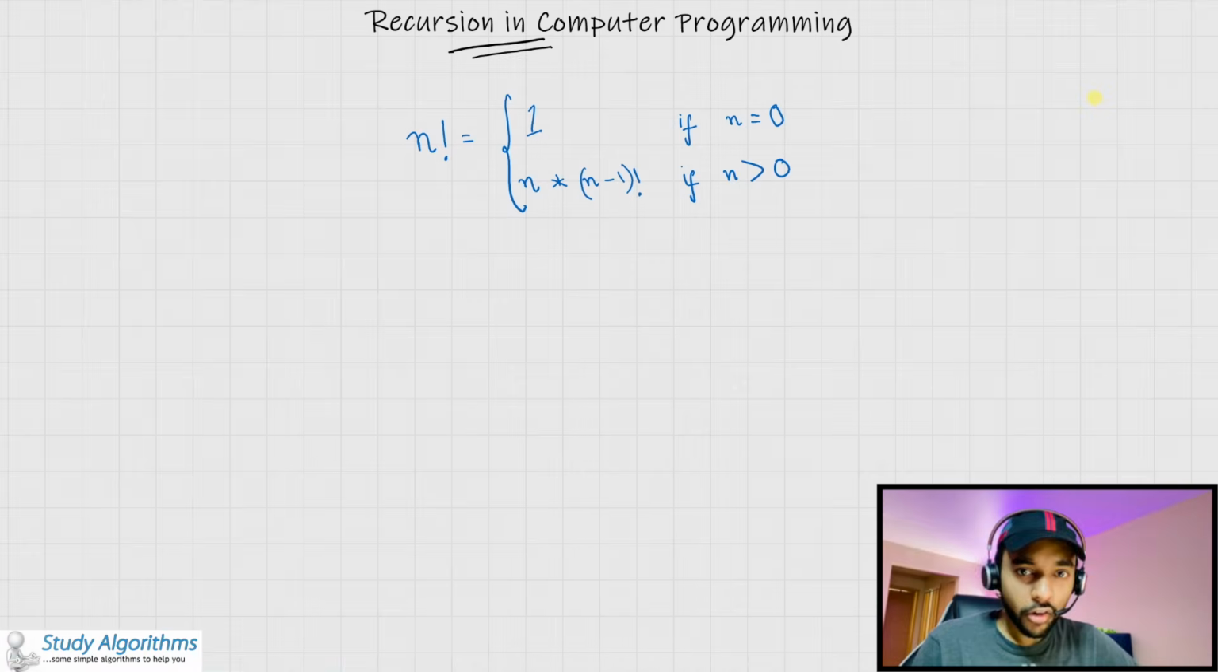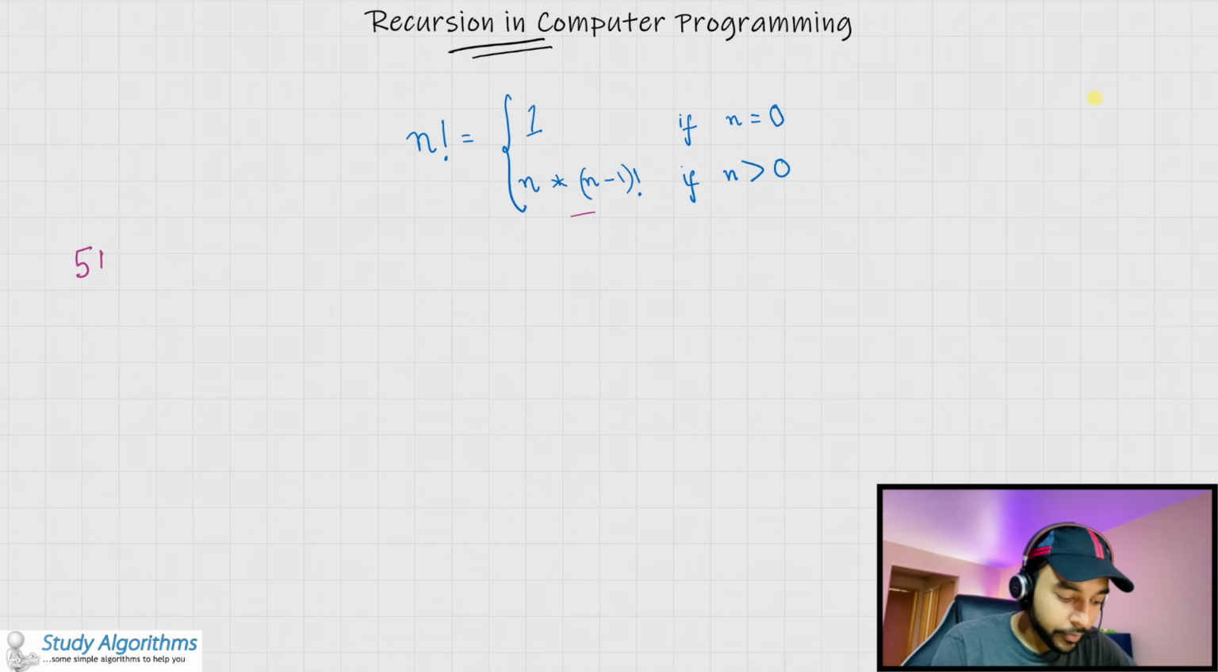The factorial of a number is given by this formula. This formula means that n factorial is equal to 1 if n is equal to 0, or n factorial is equal to n multiplied by (n minus 1) factorial if the value of n is greater than 0. So using this formula, let us try to calculate the value of 5 factorial.